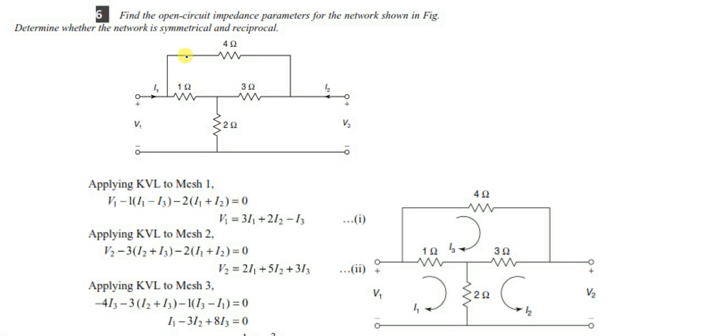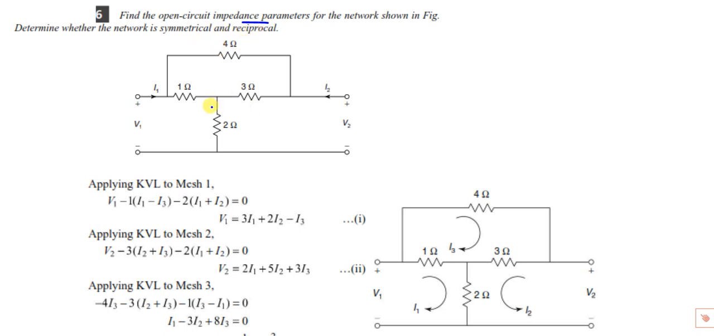Find the open circuit impedance parameters. Impedance parameter means it is the Z parameters. So you have to find the Z parameters for the circuit shown, and you have to determine whether the network is symmetrical and reciprocal. That is the additional question.